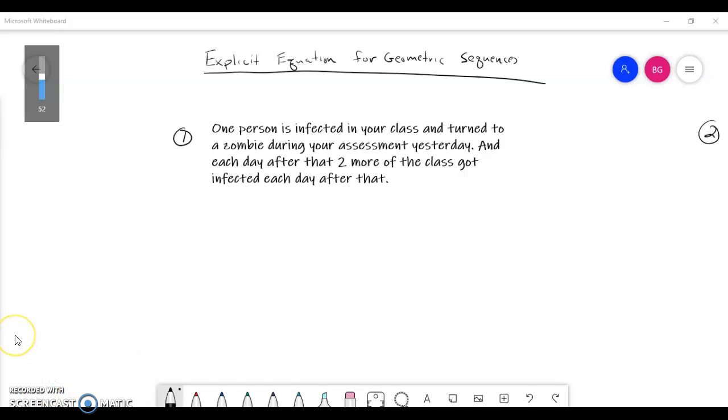Okay, so today we're going to talk about the explicit equation for geometric sequences, and we're going to get into the form of this. We're going to do this with some zombie problems here, but we're going to start with problem number 1.